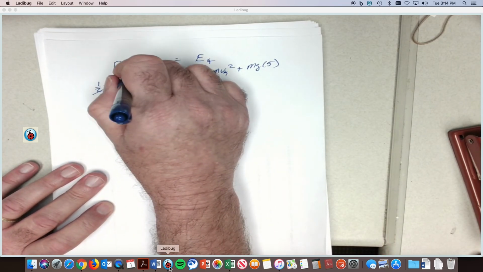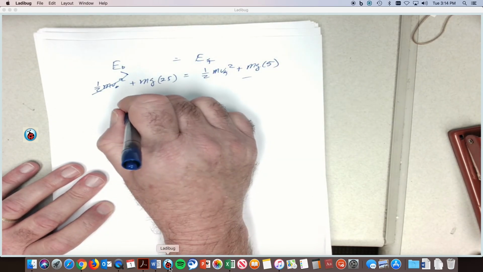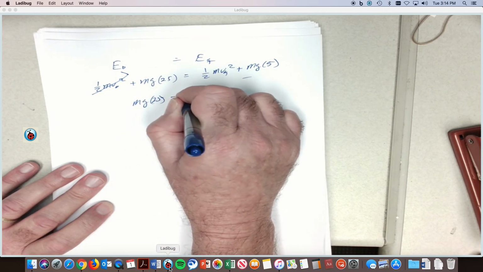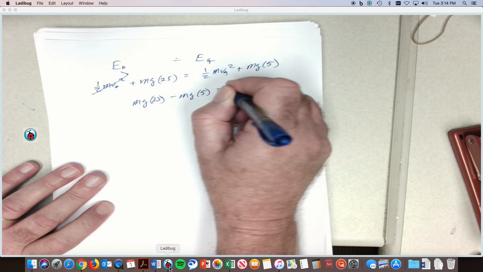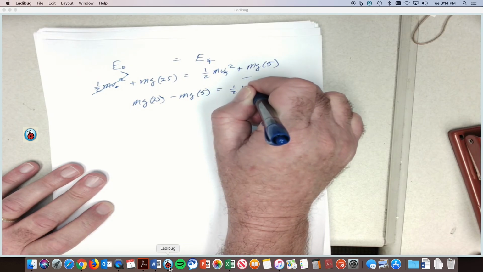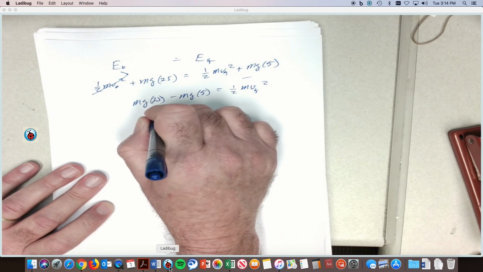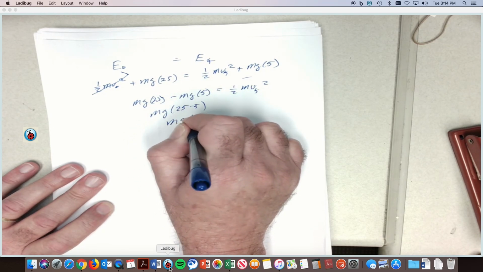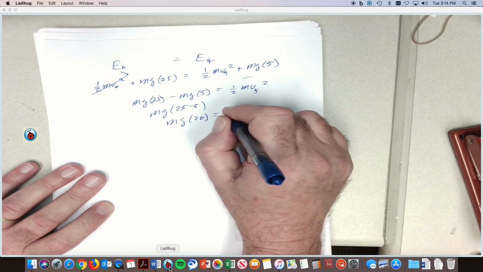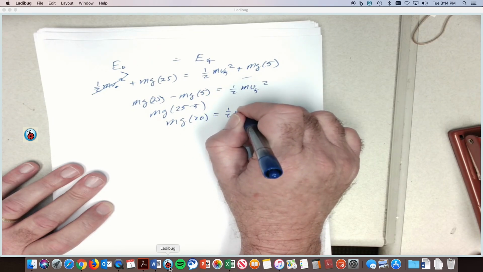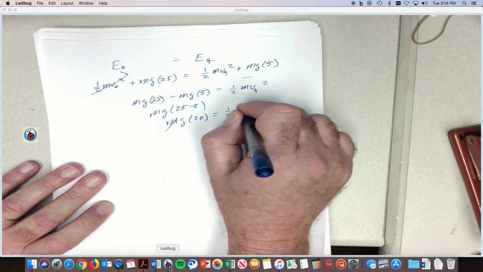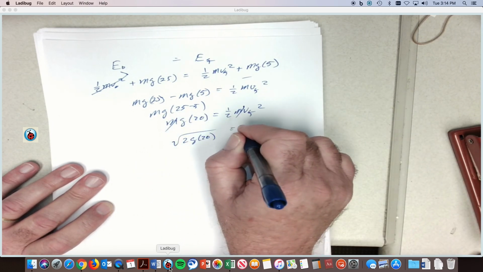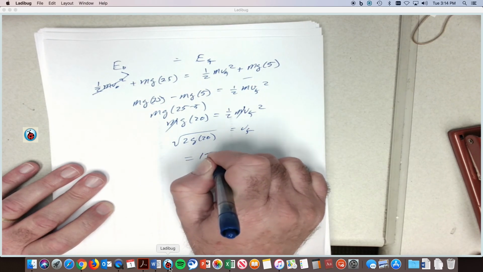Now look what happens. This guy goes to 0. Subtract this guy from both sides. I've got mg times 25 minus mg times 5 equals 1/2 mv squared, which is where we ended up today. Factor this out. We got 25 minus 5, so it's mg times 20, just like we did today, equal to 1/2 mv final squared. Cancel the m's again, multiply by 2, square root of 2g times 20 equals v final, and that comes out to be 19.8 meters per second.